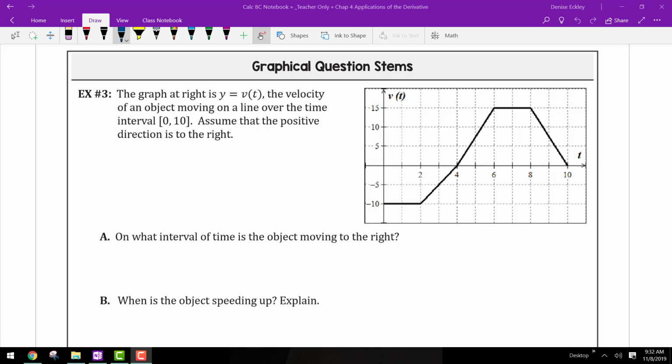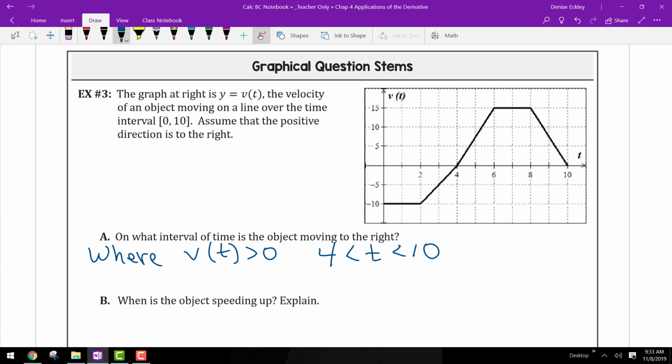Okay, so now answering the questions. Part A says, on what interval of time is the object moving to the right? So that would be where it has positive velocity. So we're looking for where v of t is greater than 0. So that is anywhere greater than 4 seconds but less than 10 seconds, or whatever the time interval is. It's not specifically given, so I may say seconds just out of habit.